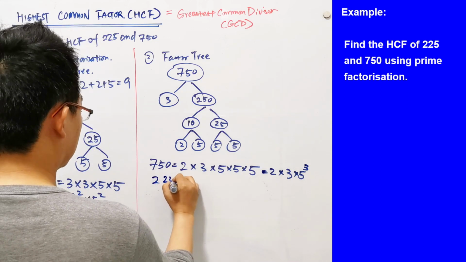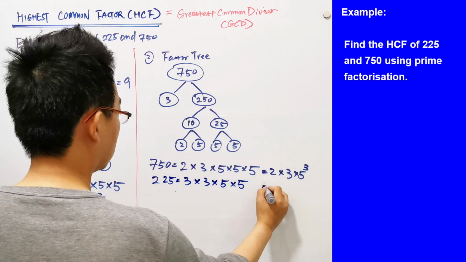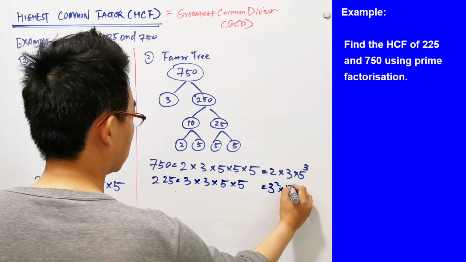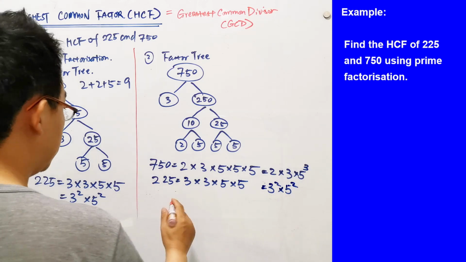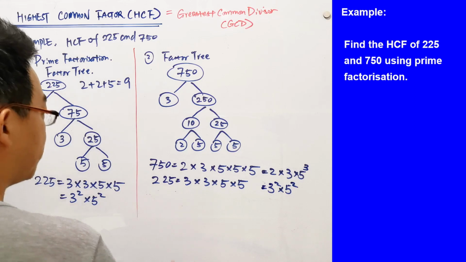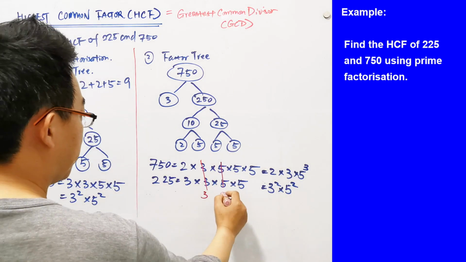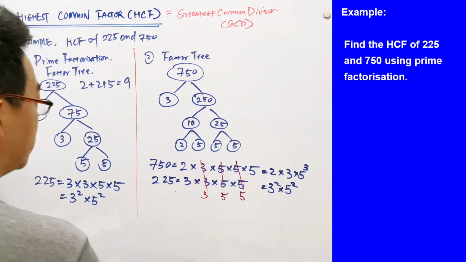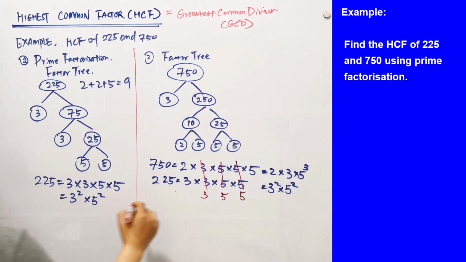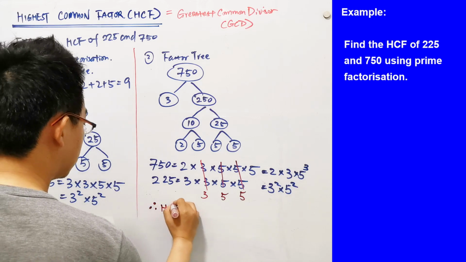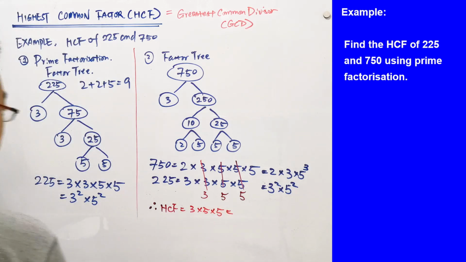Just compare these two. Let's remove it. In this case, how many common factors do they have? We have 3, we have 5, we have 5, right? These two count, we don't have this one in common. So what is the common? Therefore, the highest common factor is 3 times 5 times 5, equal to how much? Is that 75?